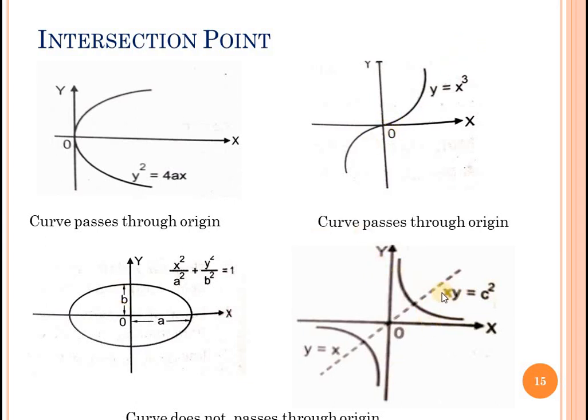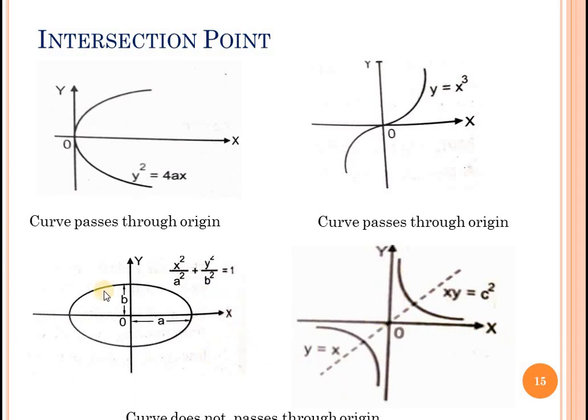Here in the third one, when I put x is 0, I get 0 is c square. So I will not get any value of y. So the curve does not intersect the x-axis. Similarly, when I put x is 0, then also I am not getting any value of y. It means the curve does not intersect the y-axis. Again, if I put 0, 0, it does not satisfy the equation. The curve does not pass through the origin.